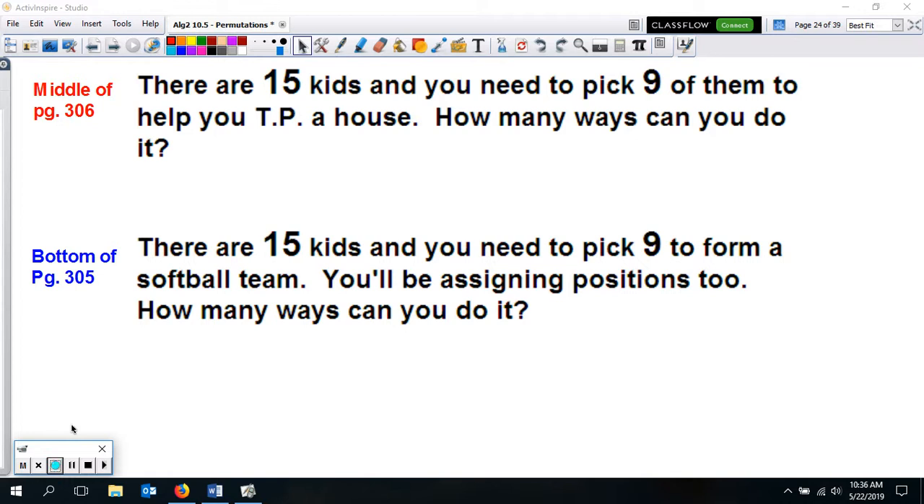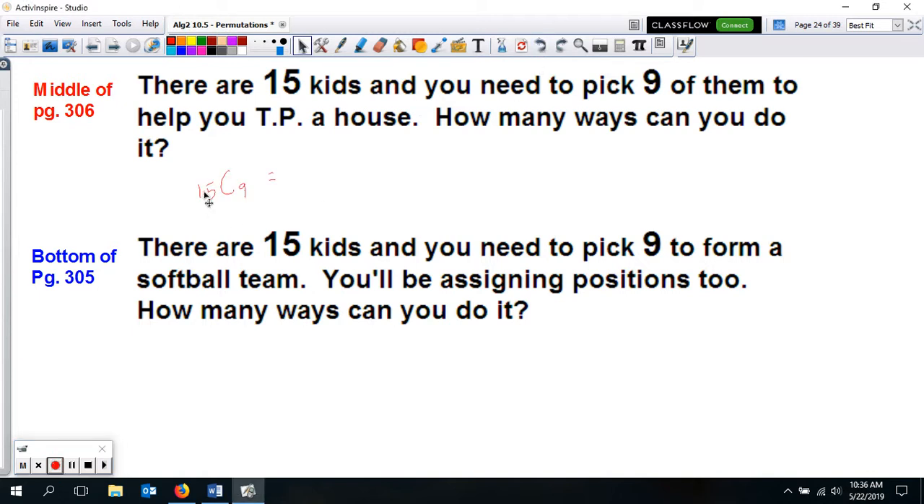Now, for this one, it doesn't really give you a lot of clues as to whether it's a permutation or combination. So you definitely want to ask yourself the question, does order matter? And so in this case, does order matter here? You're just picking 9 people to go help you TP a house. Of course, order doesn't matter. Doesn't matter the order in which you hand them the roll of toilet paper or anything. So this would definitely be a combination.